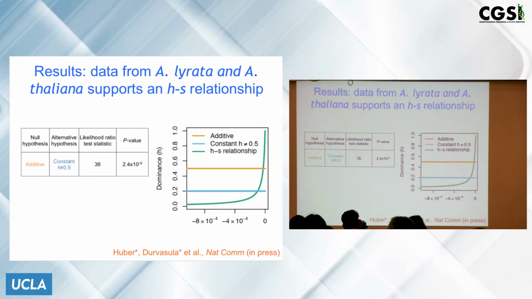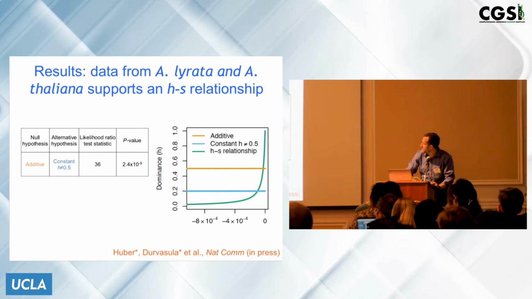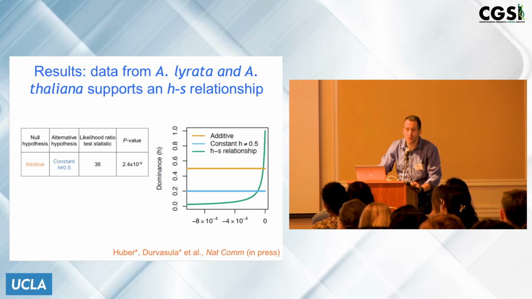And what do we see? So the beauty of these is they're nested models, so we can use a series of likelihood ratio tests to essentially compare the fit of them. First, obviously, we test the additive model versus the constant H model. And we find, in fact, that the constant H fits better. I believe it's not on the slide, but our point estimate was 0.46. So slightly recessive, but not too much. But then if we compare the additive model to the HS relationship, you see that that actually fits much better. And it fits better than the constant H model.